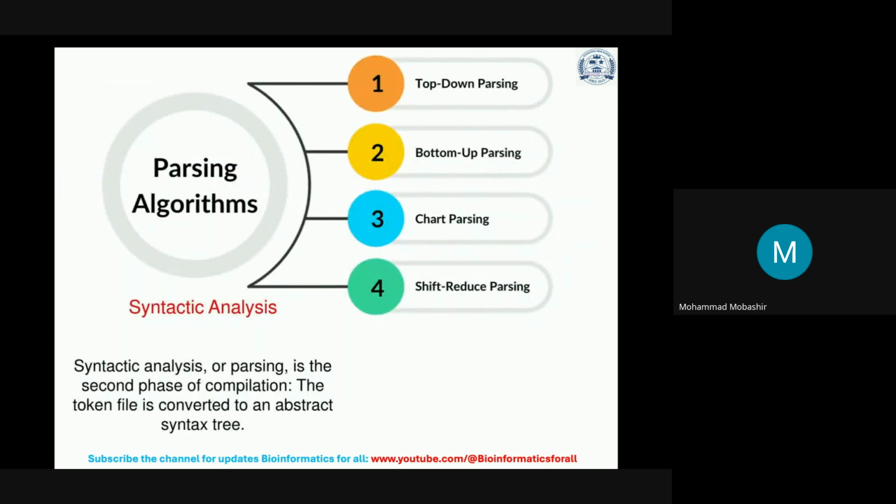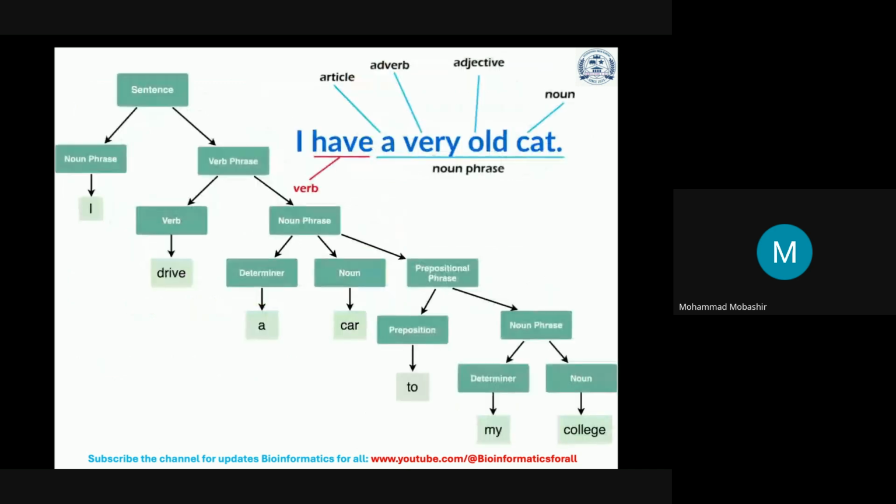Now, parsing algorithms could work either in a top-down way, or bottom-up, or chart parsing, or shift-reduce parsing. These are the four most common ways for parsing algorithms. So what is syntactic analysis now? Syntactic analysis or parsing is the second phase of compilation in NLP, and the token file is converted to an abstract syntax tree. And how could this tree look?